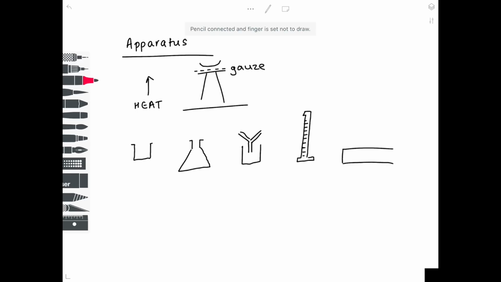Scales are used to measure the mass or weight of objects. You might use a thermometer if you're needing to find out the temperature. And a stopwatch is good when you're looking to measure rates of reaction, for example, so the time it takes to evolve 100 centimetres cubed of gas, for example. That's going to look very similar to your scales.